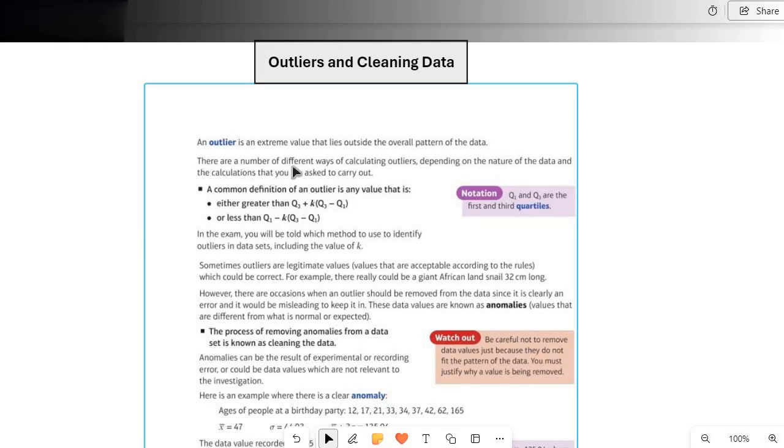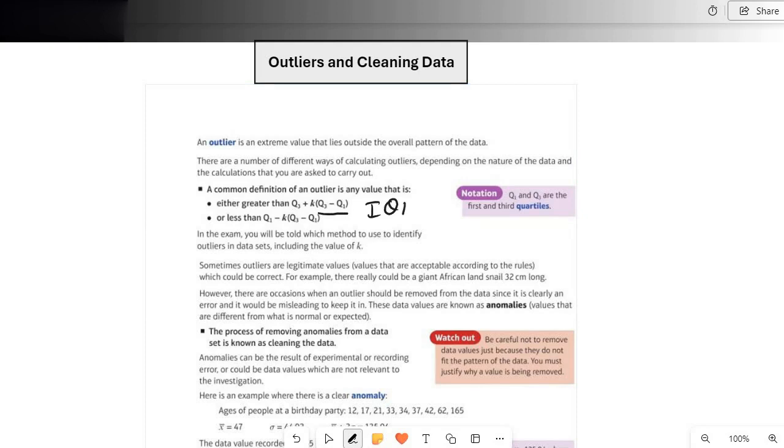There are a number of different ways of calculating outliers depending on the nature of the data and the calculations that you are asked to carry out. A common definition of an outlier is any value that is greater than Q3 plus K multiplied with Q3 minus Q1, where Q3 is the upper quartile and Q1 is the lower quartile. And if you remember, this expression, Q3 minus Q1, is basically the interquartile range. Or an outlier is also less than Q1 minus K multiplied with Q3 minus Q1.